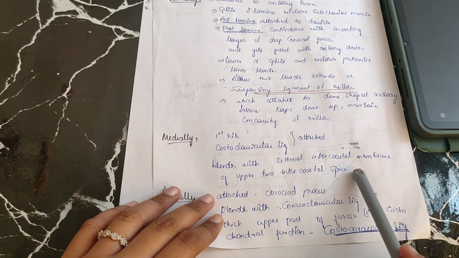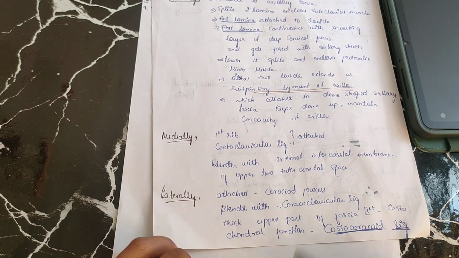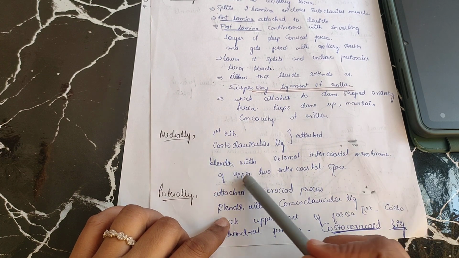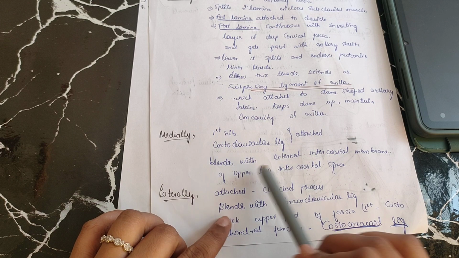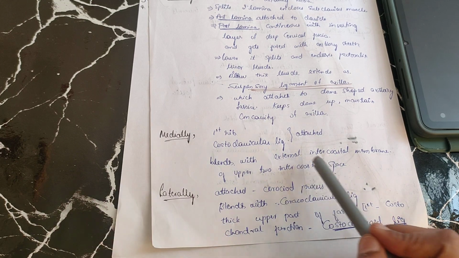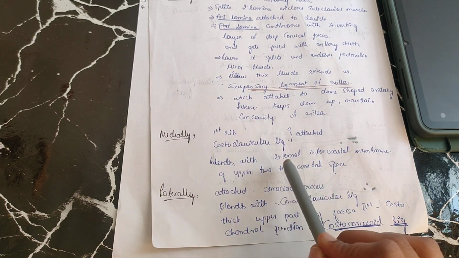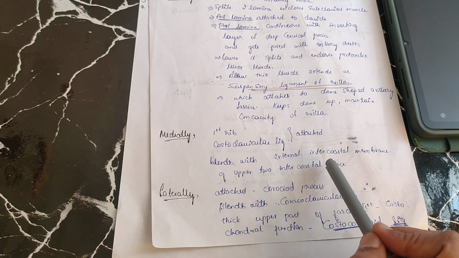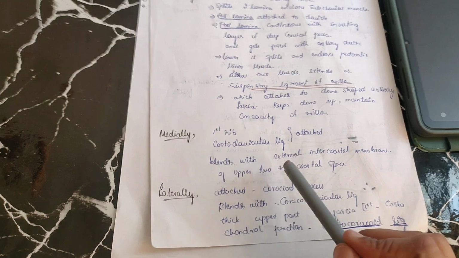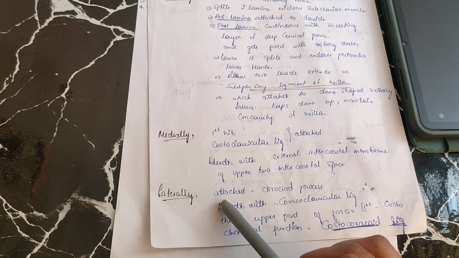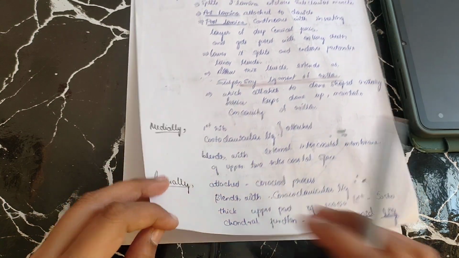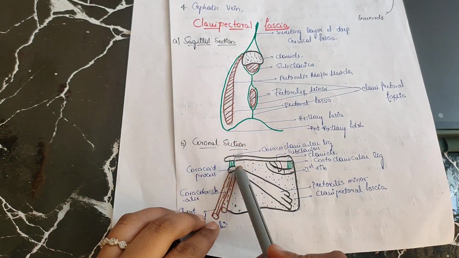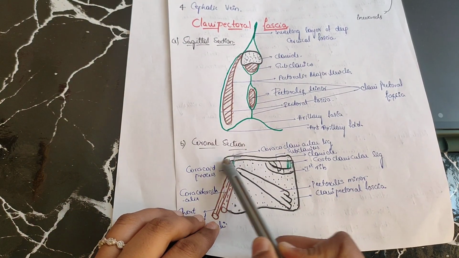It blends with the membrane on the external intercostal muscle. There will be two muscles in the intercostal space, that is external intercostal muscle and internal intercostal muscle. The fascia on external intercostal muscle will be the membrane of external intercostal muscle. It blends with it, and laterally it is attached to the coracoid process and blends with the coracoclavicular ligament.